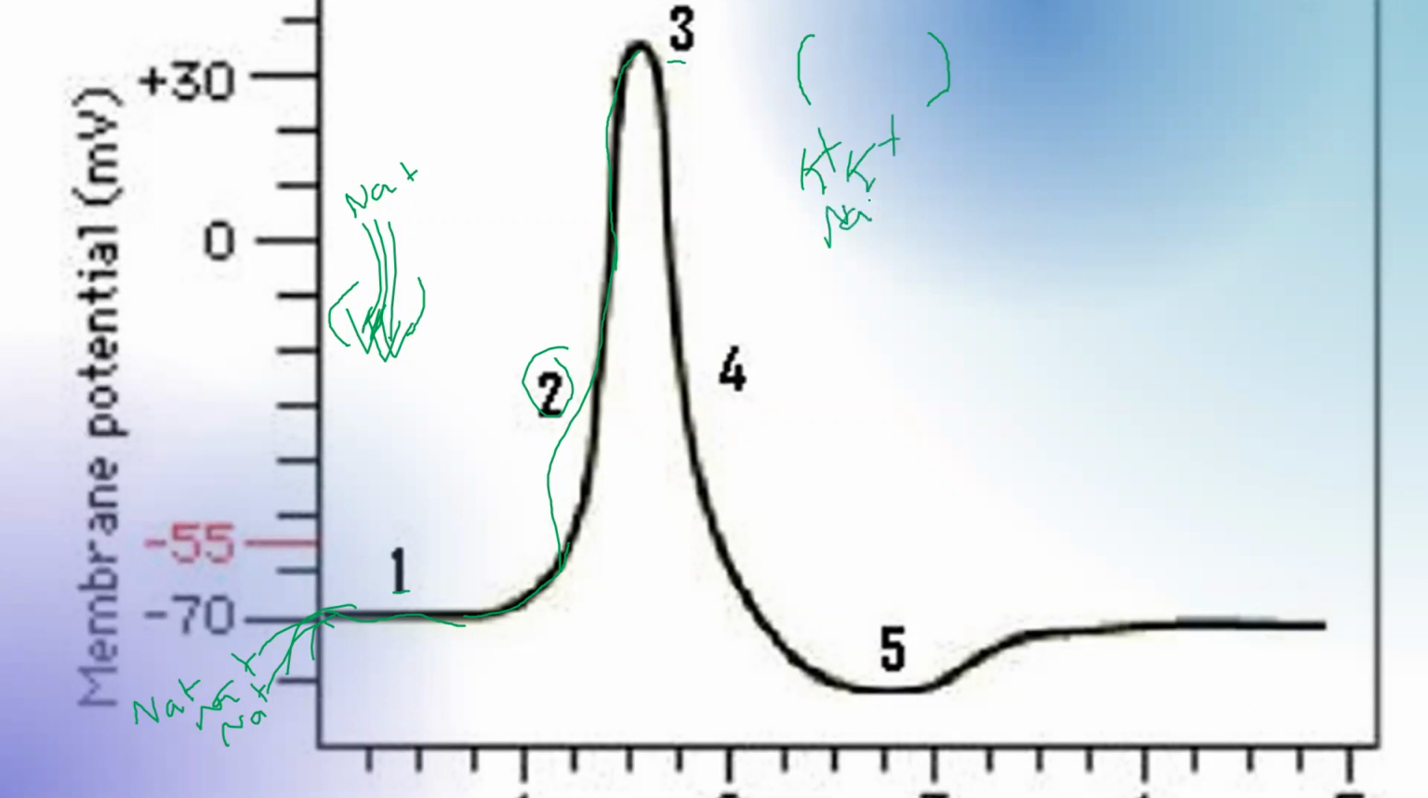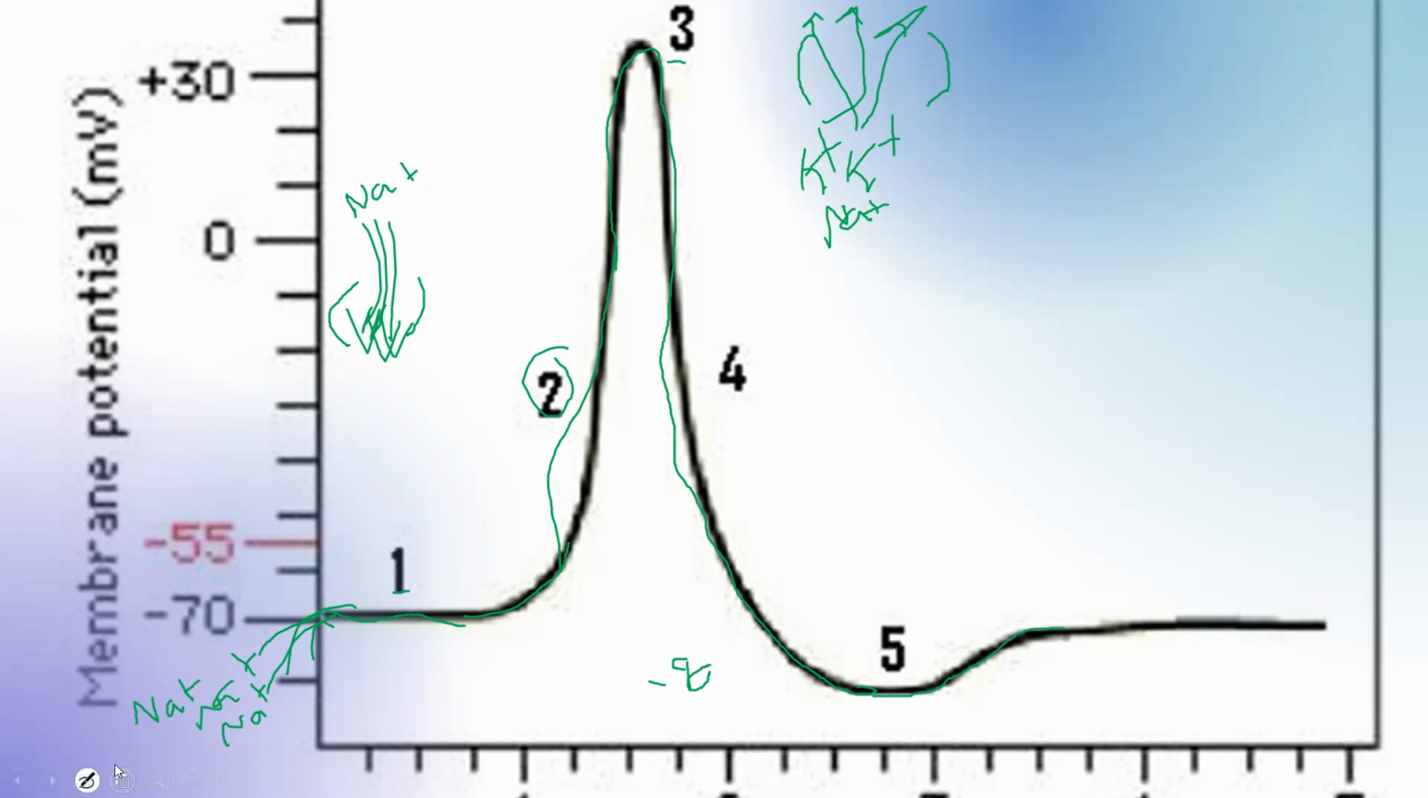They don't want to hang out with each other because now all the positives are inside. So potassium is going to leave. There's a mass exodus of potassium. All the positives are leaving now, and it brings the voltage back down. 4 is repolarization. And if you notice, it dips way down to negative 90. This is hyperpolarization. Hyper just means a lot. So it gets all the way down to negative 90, but then it slowly goes back up.